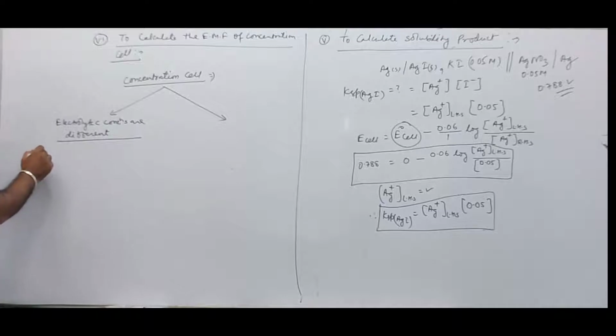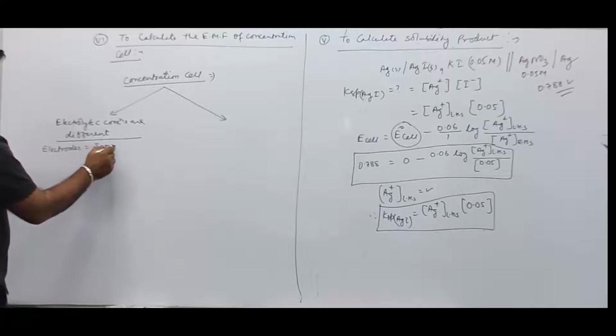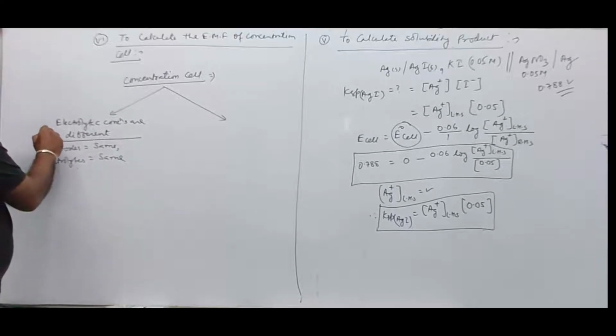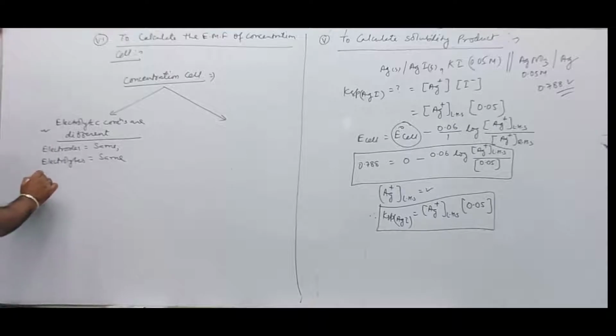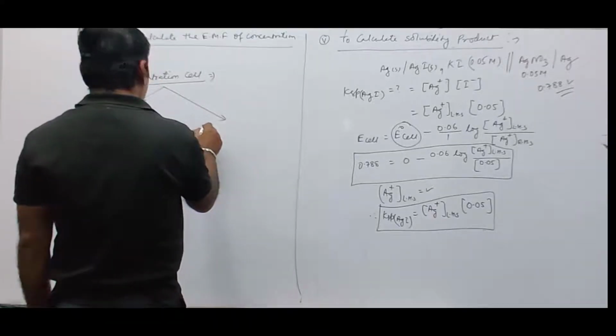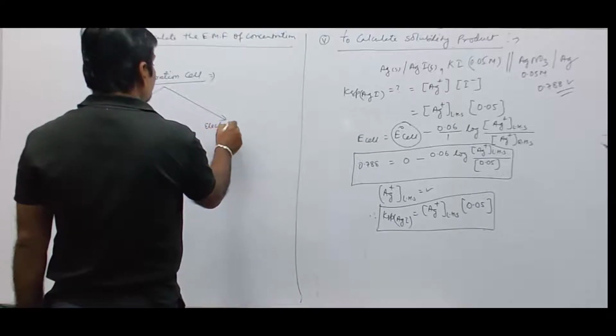So over here, electrodes are the same. Electrolytes are the same. Same electrolyte, same electrode, but only one difference is there: electrolytic concentration. Electrode pressures are the same, but electrolytic concentrations are different. Another is, over here, electrode potentials are different.